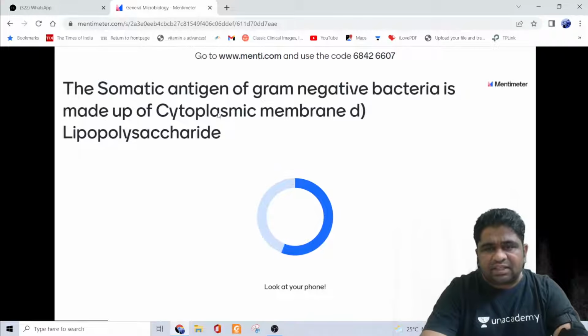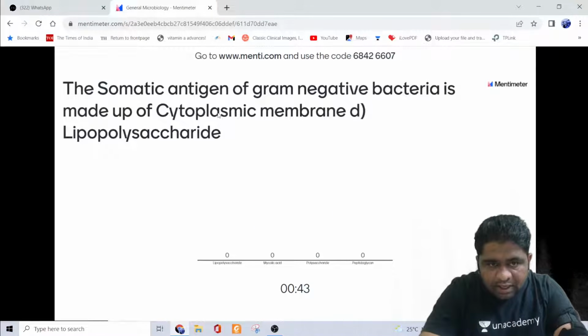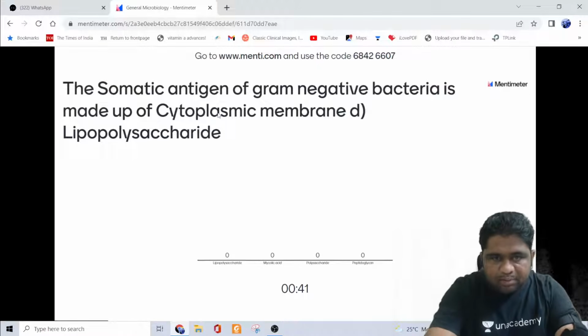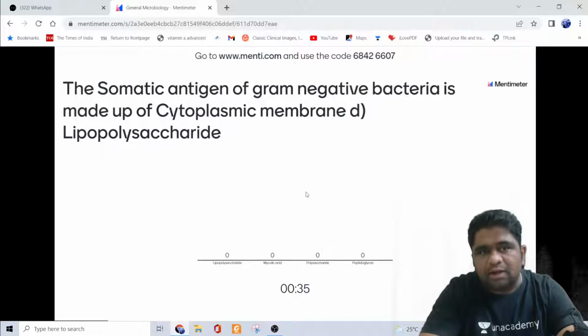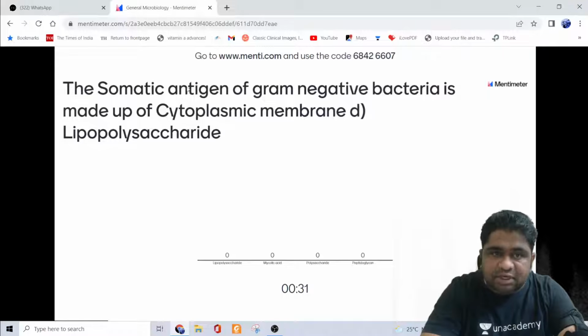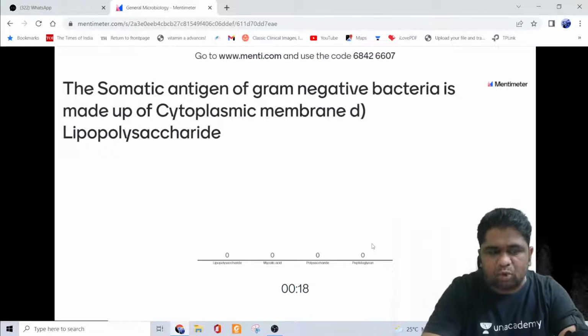The somatic antigen of gram-negative bacteria is made up of what? Lipopolysaccharide. Forget about the remaining part, it is a mistake. I didn't actually clear it. Lipopolysaccharide, mycolic acid, polysaccharide, peptidoglycan. Somatic means what? Body. Somatic antigen means what? The antigen present on the body surface. So you're looking for the outermost antigen of gram-negative bacteria. It is made up of what? A. Lipopolysaccharide. B. Mycolic acid. C. Polysaccharide. D. Peptidoglycan. What is your answer?